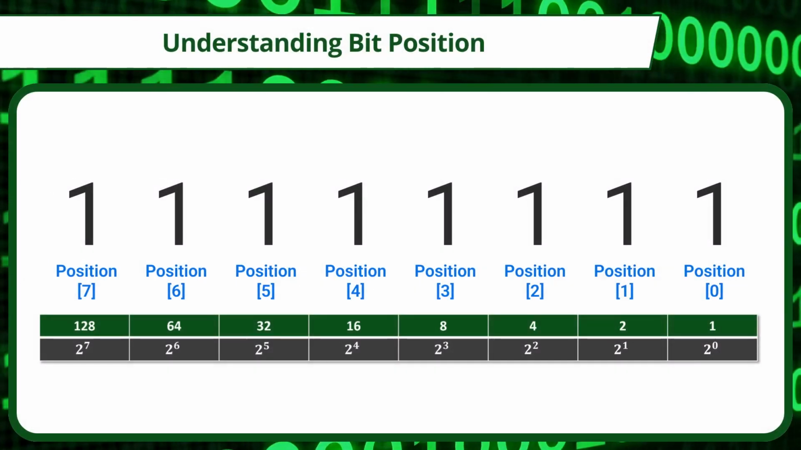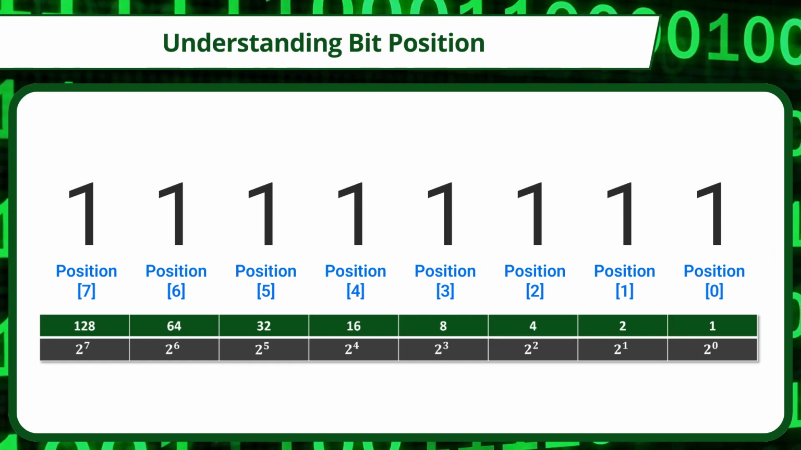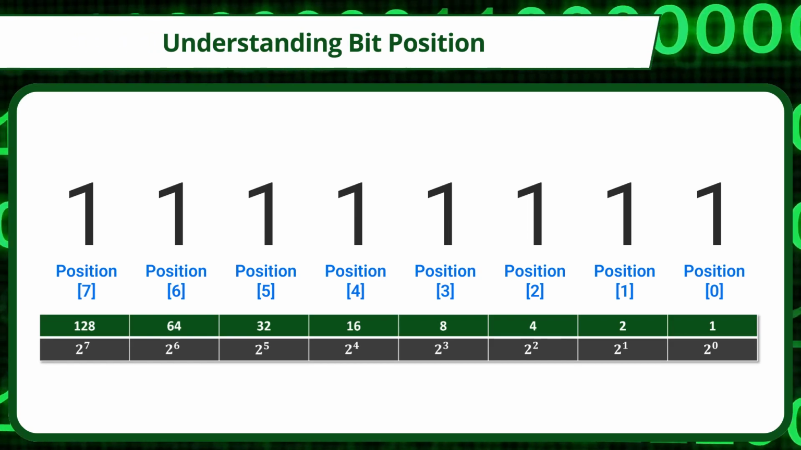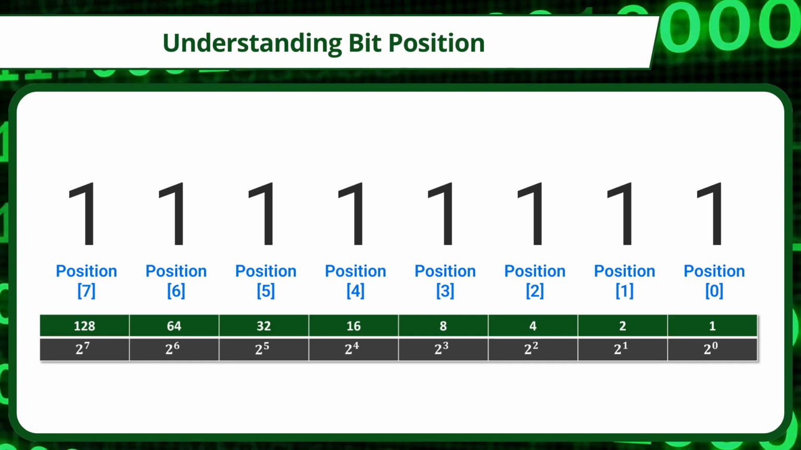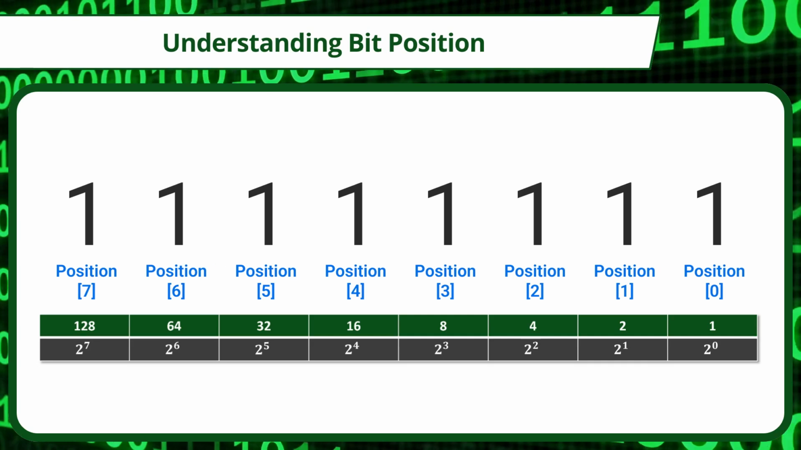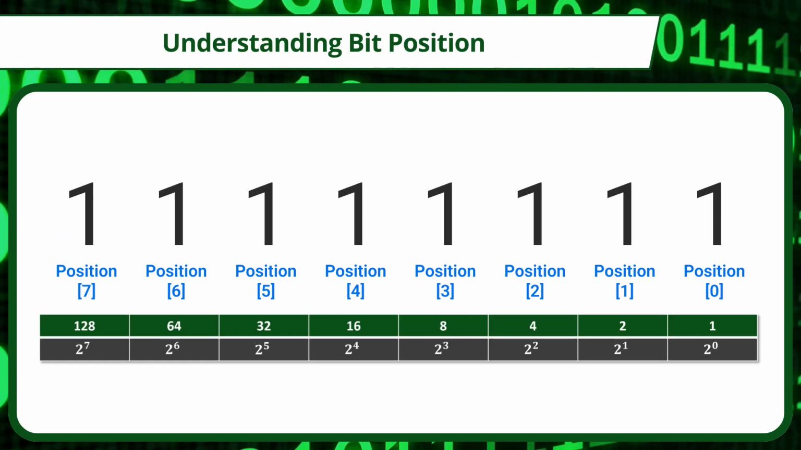When you read a binary number, the position of each digit is the key to understanding its value. Start by looking at the digit on the far right. This is always called position 0. We start counting at 0 because in binary, this matches perfectly with the exponents you've already learned. 2 to the power of 0 equals 1. That's why the bit in position 0 always represents the ones place.